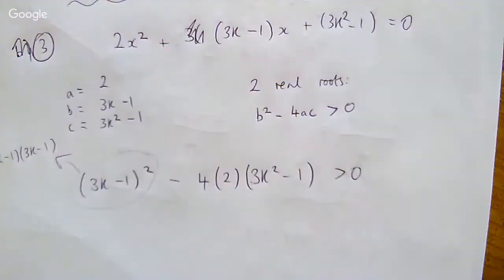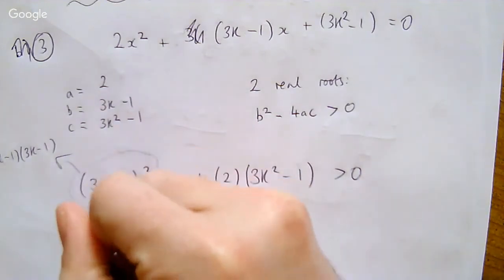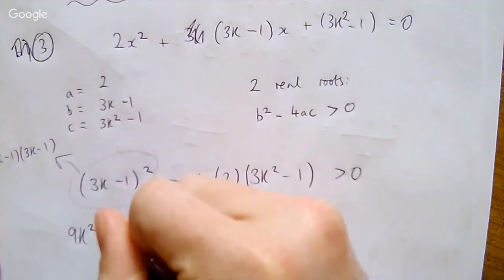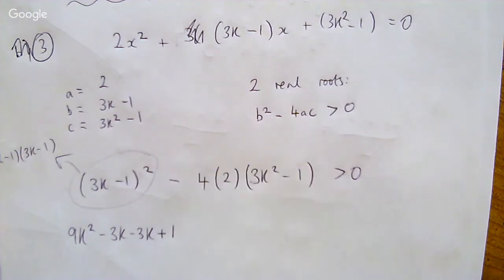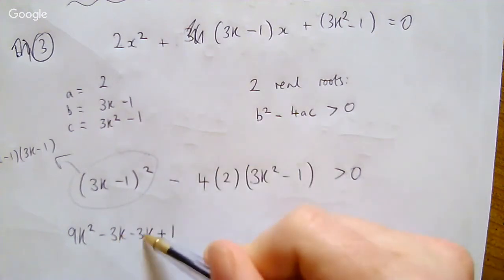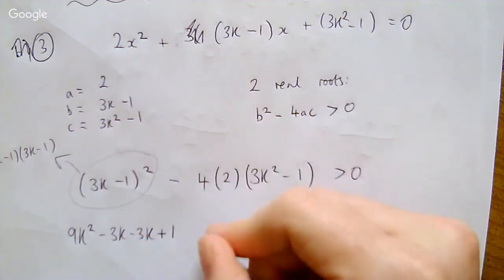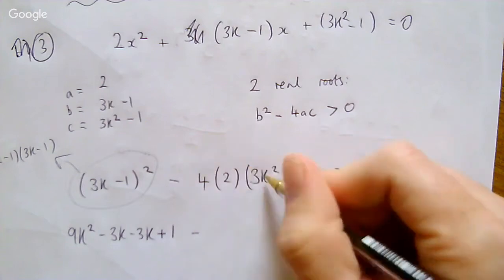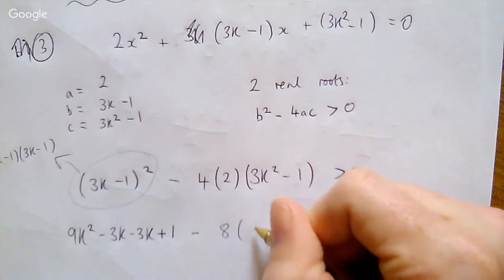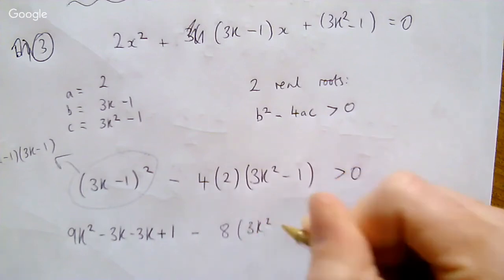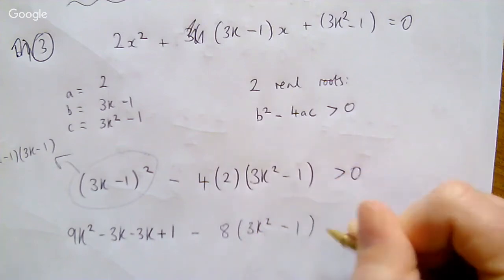3k minus 1 times by itself, 3k minus 1. So 3k times 3k is going to give me 9k squared. I'm going to get a minus 3k, another minus 3k, and a plus 1. But it's very common that people forget about these terms here. Minus, and I'm going to expand that to get 8. I'm going to take this in slowly, actually, because otherwise I'm going to mess it up. You can see me rushing and getting it wrong, okay?